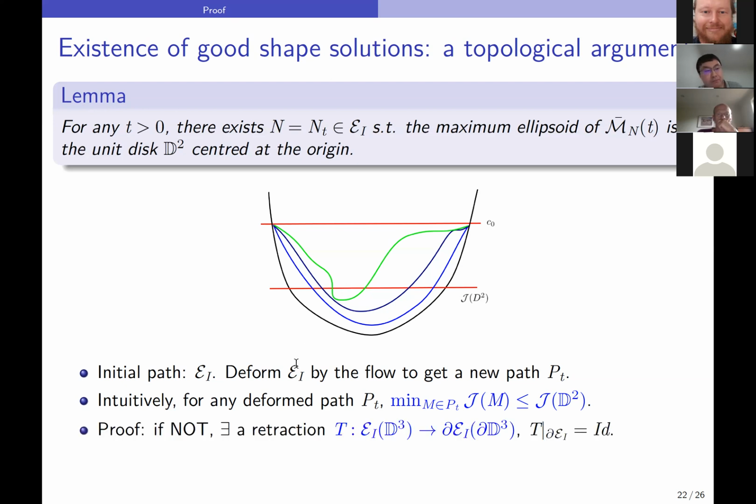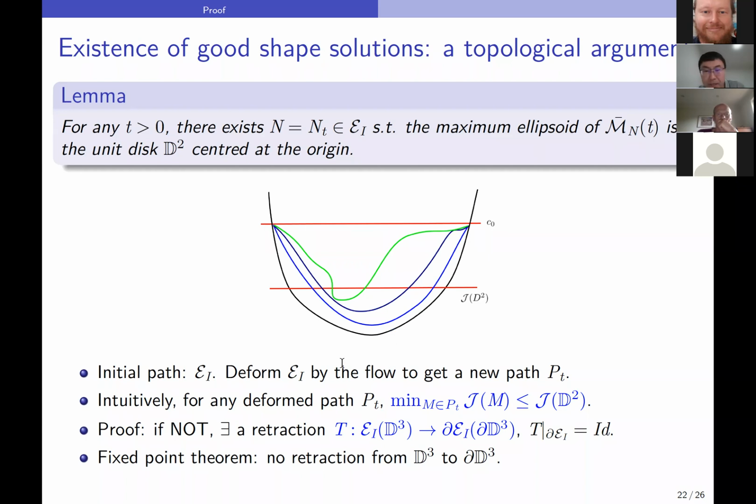The proof is just a proof by contradiction. If this argument is not true, then we can construct a retraction from EI to its boundary, because EI is homeomorphic to D3, and the boundary is of course just the boundary of D3. But then the fixed point theorem tells us that there is no such retraction from D3 to its boundary. So this argument is a topological argument.